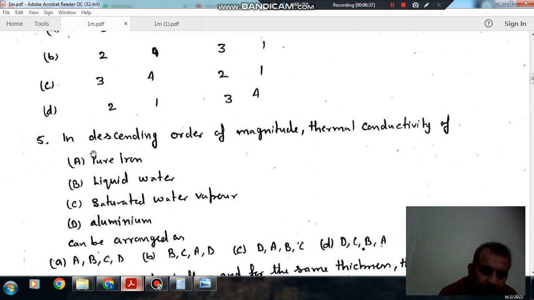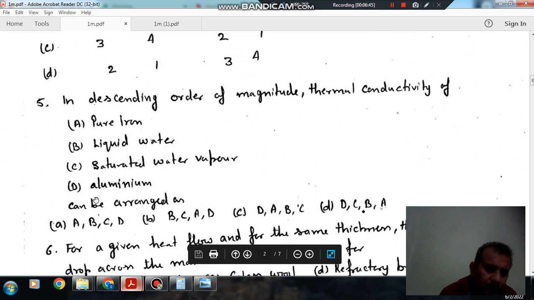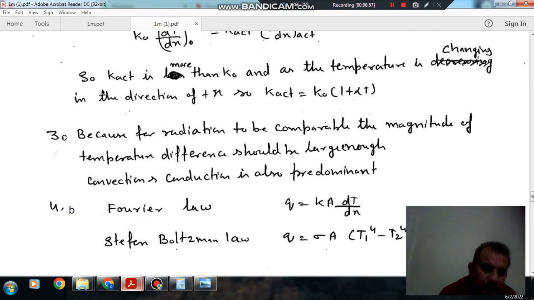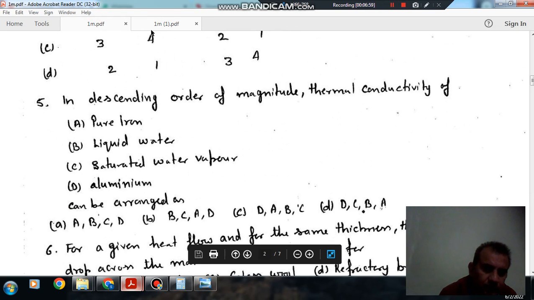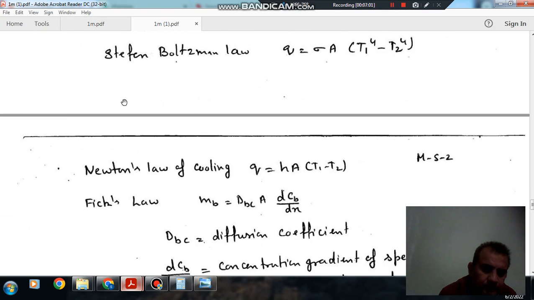Next, in descending order of magnitude, thermal conductivity of A pure iron, B liquid water, C saturated water vapor, D aluminum can be arranged. Option A, A, B, C, D. Option B, B, C, A, D. Option C, D, A, B, C. Option D, D, C, B, A. So in descending order we have to arrange.